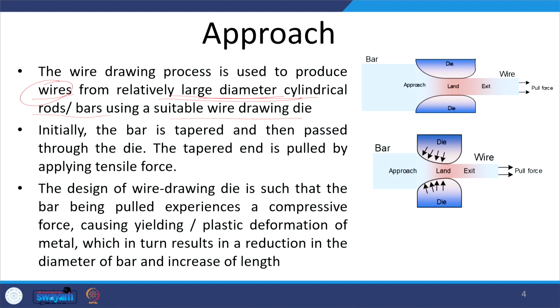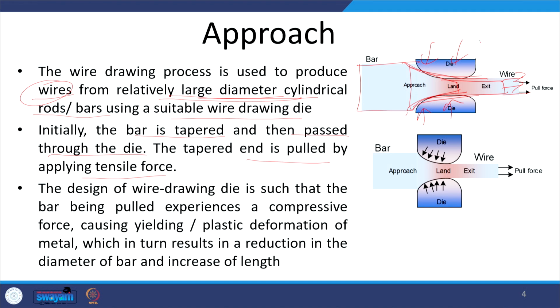So, here what we do first, we take the large diameter stock material in the form of a bar or rod, then it is tapered so that it can enter through the die, and then the tapered end is pulled. So, initially the bar is tapered and then it is passed through the die, and then the tapered end is pulled. So, tensile force is applied, and the die design is such that it ensures smoother plastic deformation of the material rather than necking due to the application of the tensile force.